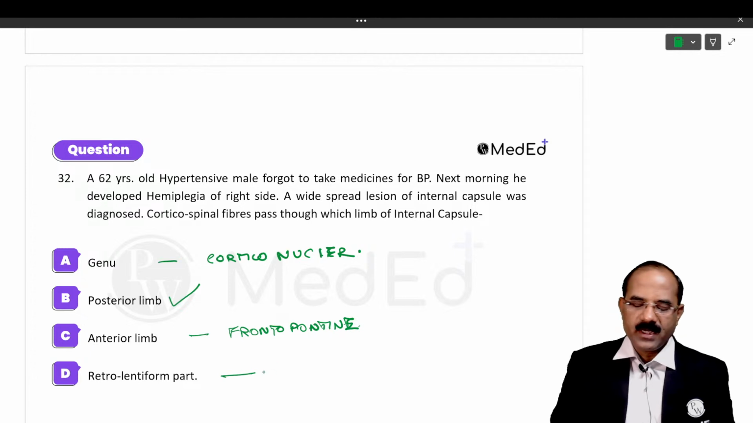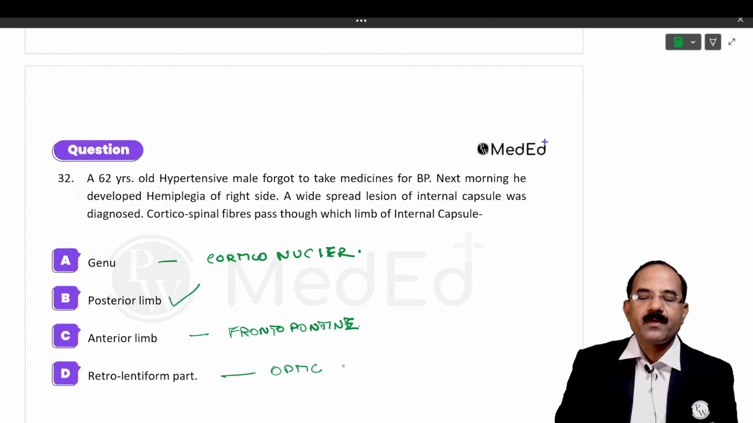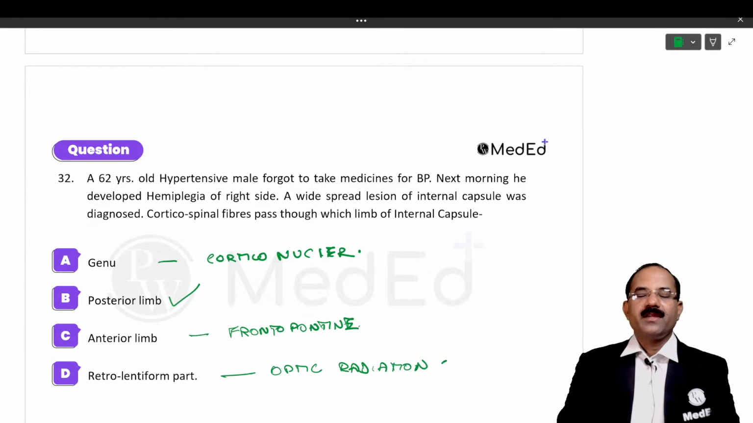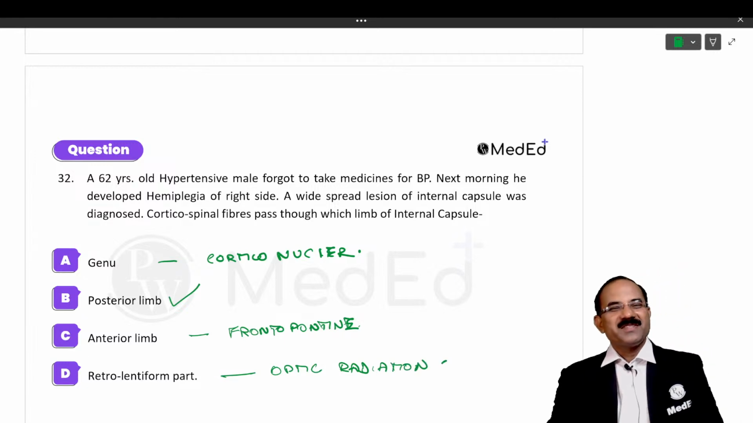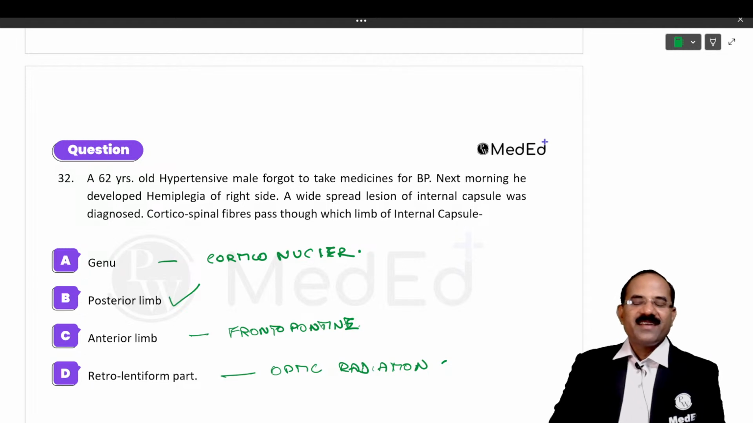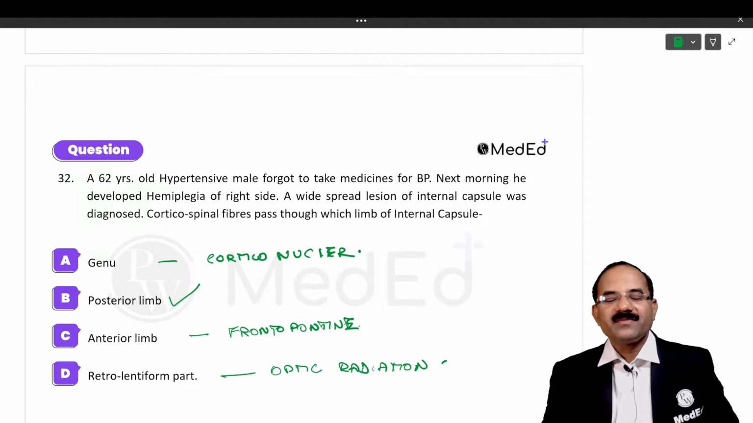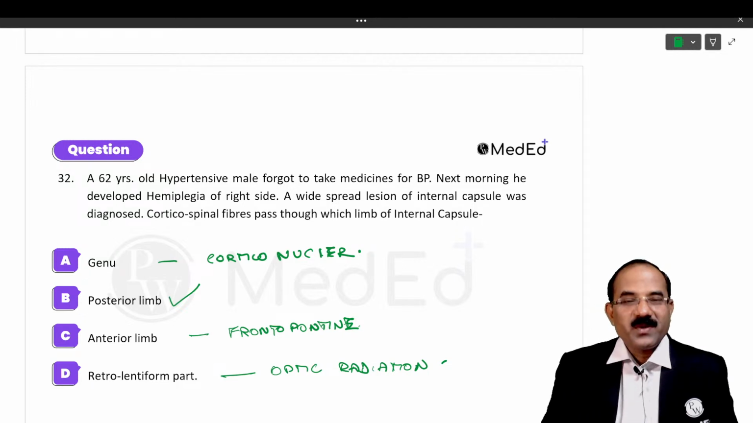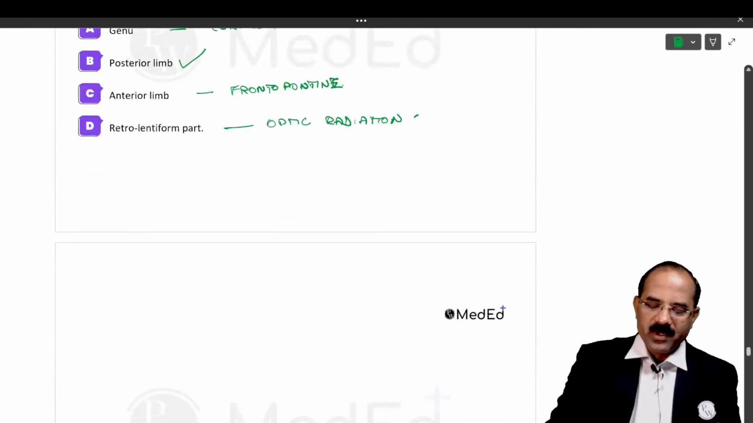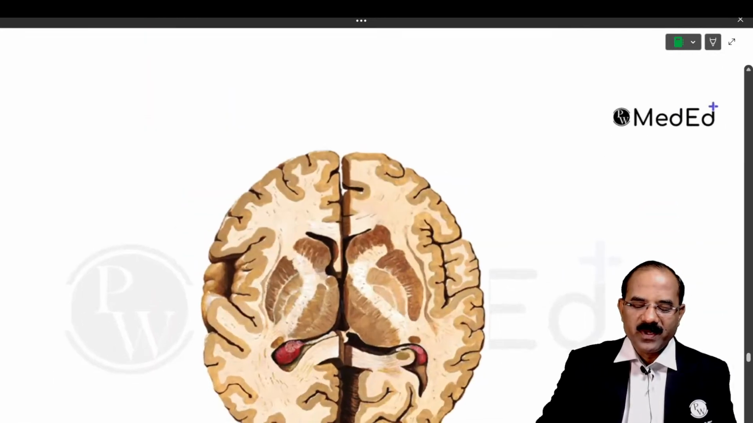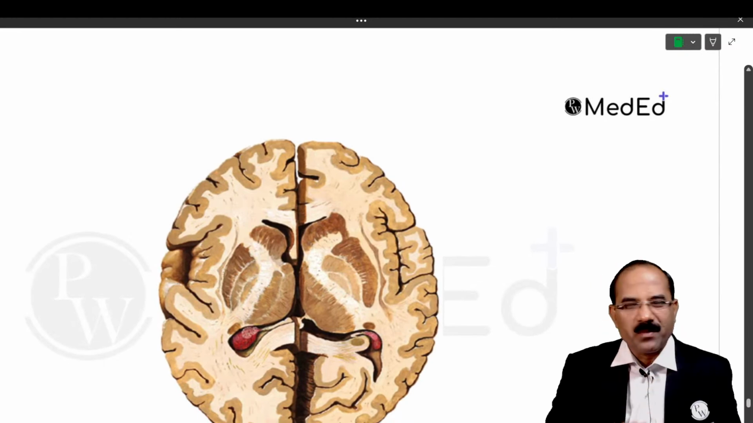रेट्रोलेंटिफॉर्म पार्ट से क्या जाएंगे? ऑप्टिक रेडिएशन. Optic radiation. Okay, I hope students, all of you are understanding this. Students, clear है? That's a very important. और ये visual slide भी देख लो आप. चलो ये visual slide देख सकते हो. Come on बच्चों, answer this.